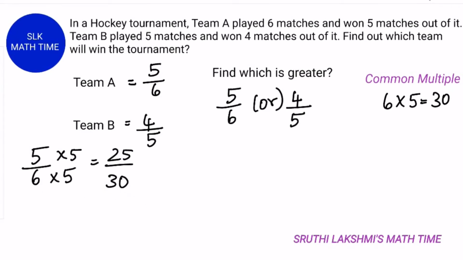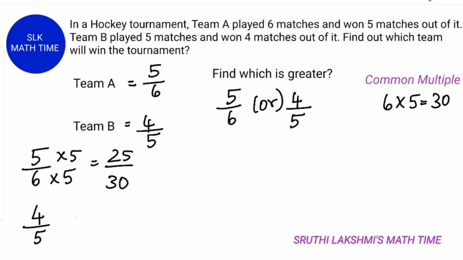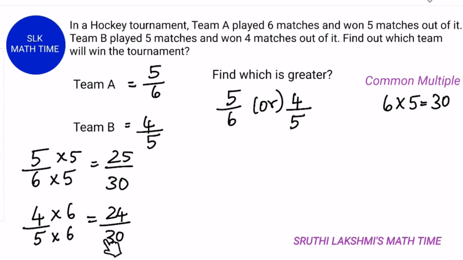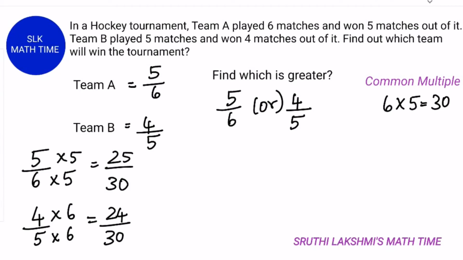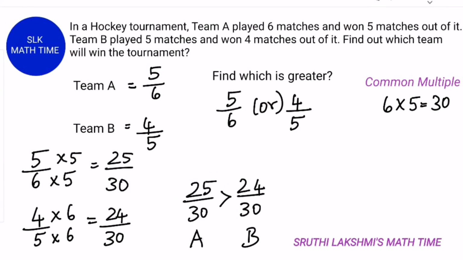So 25 by 30. And next for Team B, which is 4 by 5, we do 5 into what equals 30? 5 into 6 equals 30. So multiply the numerator and the denominator by 6. So 4 into 6 is 24 and 5 into 6 is 30. So 24 by 30. Next we compare 24 by 30 and 25 by 30. When we compare them, we come to know that 25 by 30 is greater. So Team A will win the tournament.